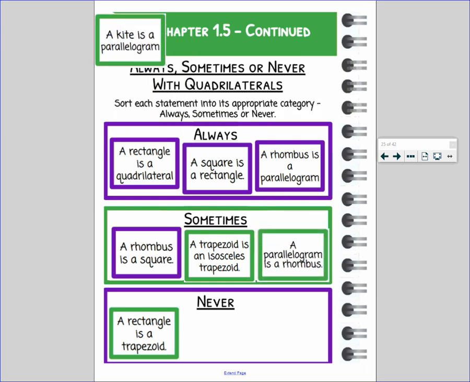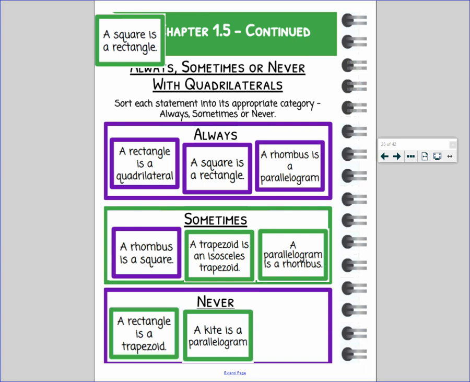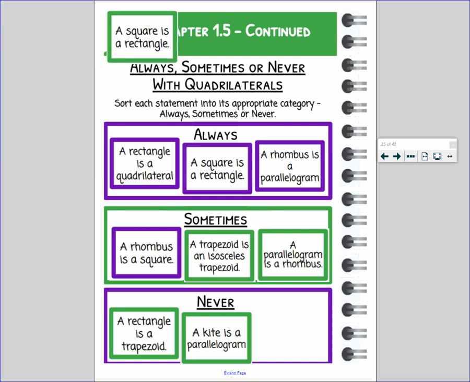Sometimes you can't. A kite is a parallelogram. That is a never. A kite has to have no parallel lines. A parallelogram has to have 2 sets of parallel lines. And then a square is a rectangle. That's being less specific. So that is an always.